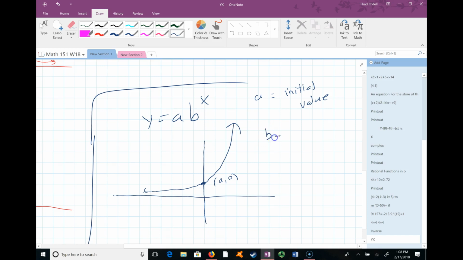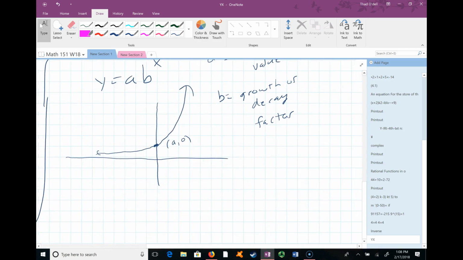And the b is called the growth or decay factor. Because the way this thing grows or decays is, if you're multiplying over and over again by b, it's going to grow because you're multiplying by b, or it's going to decay, which means get smaller, depending on what b is. So we'll talk about that for a minute.